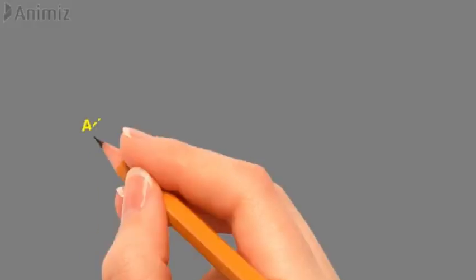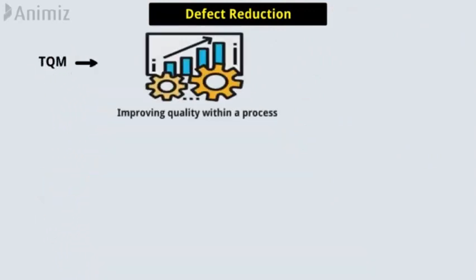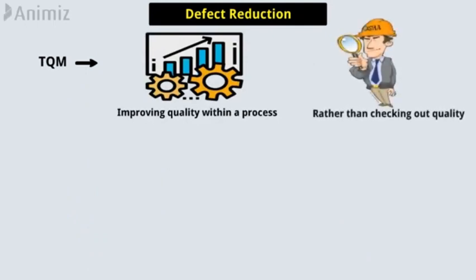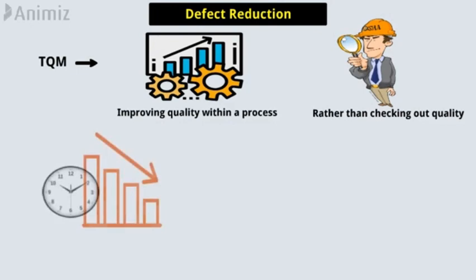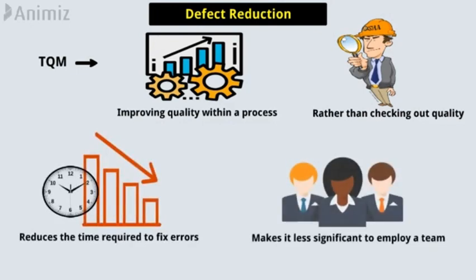Now move on to advantages of total quality management. The advantages of TQM include defect reduction. Total quality management has a strong influence in building quality into a process, rather than checking quality into a process. This not only reduces the time required to fix errors, but makes it less necessary to employ a team of quality assurance personnel.